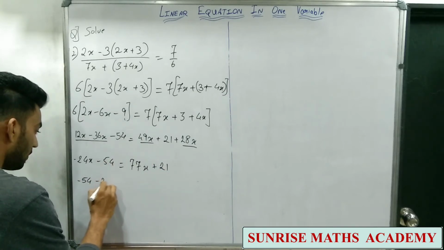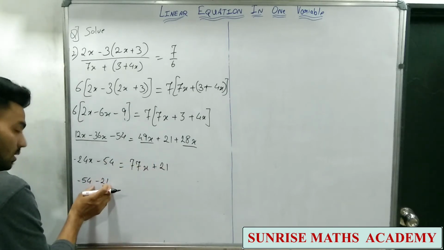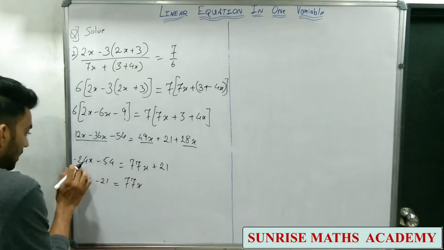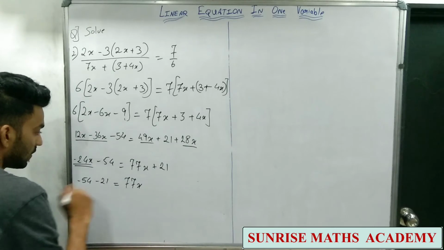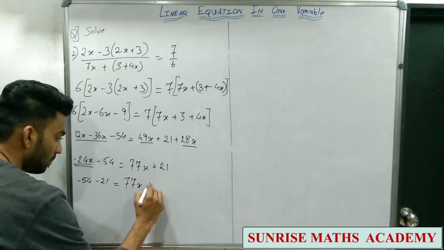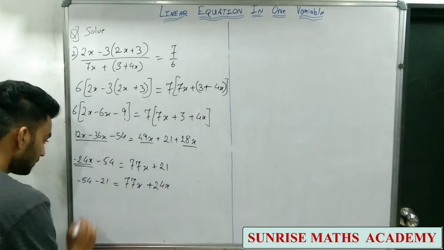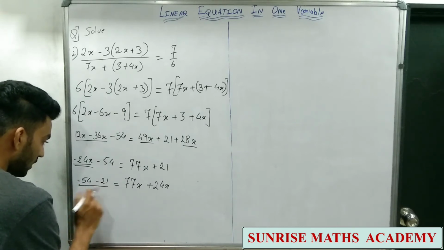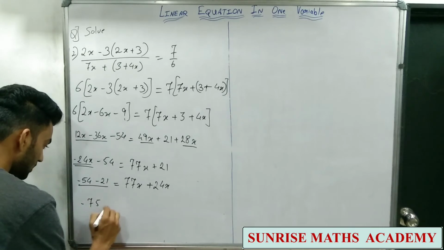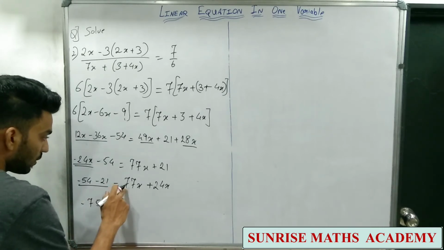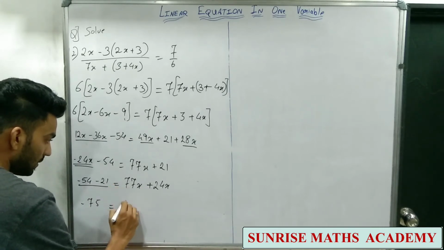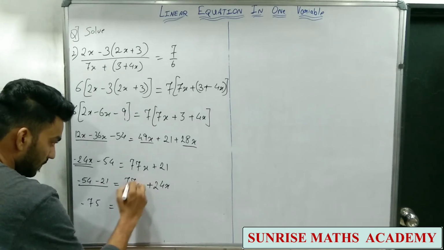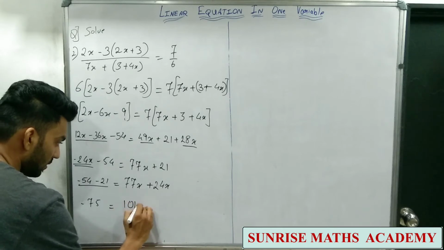This will be here. Plus 21 brought to the other side, it's minus 21. 77x, and this I am taking to the right side, so it will become minus 24, so it will become plus 24x. So this will be minus 54 minus 21 will be minus 75, and this will be 77 plus 24 will be 101.